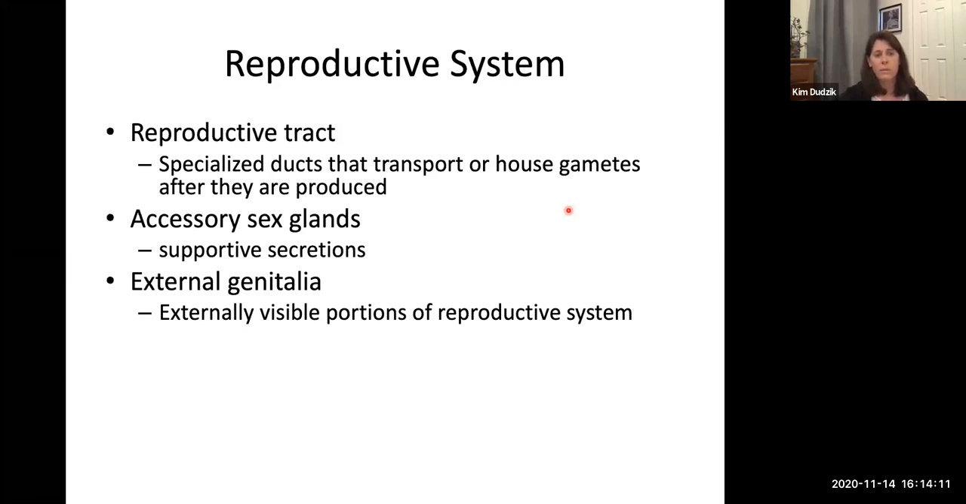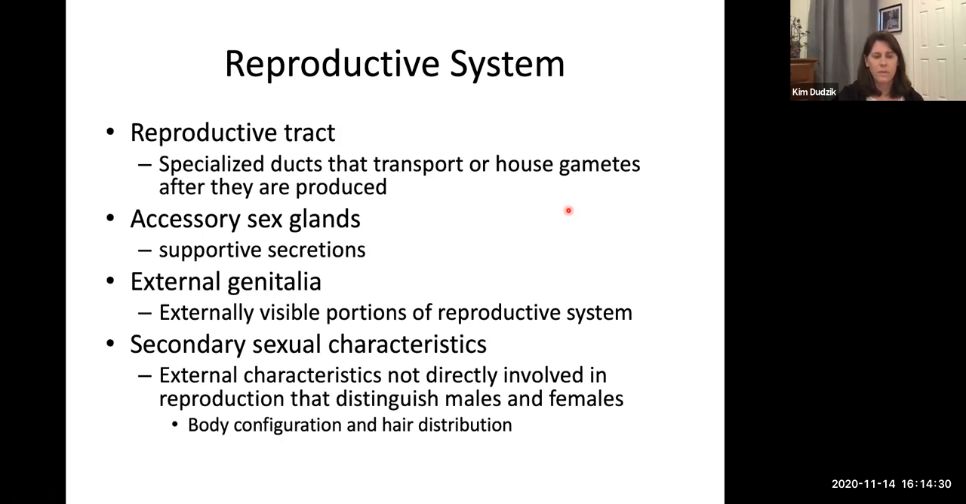And then we may refer to external genitalia. These are the externally visible portions of the reproductive system. In males, much of the reproductive system is external. In females, most of the reproductive system is actually internal.